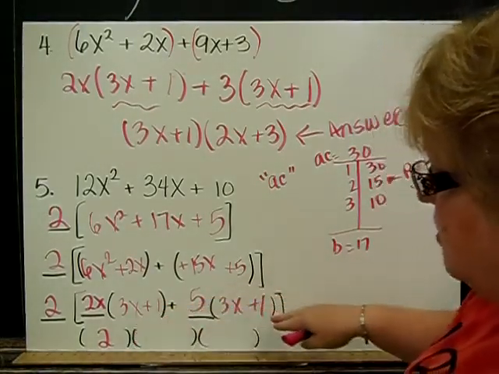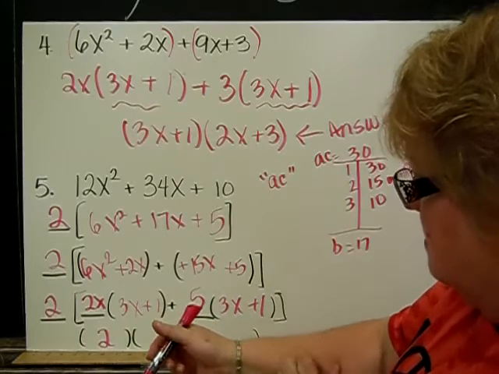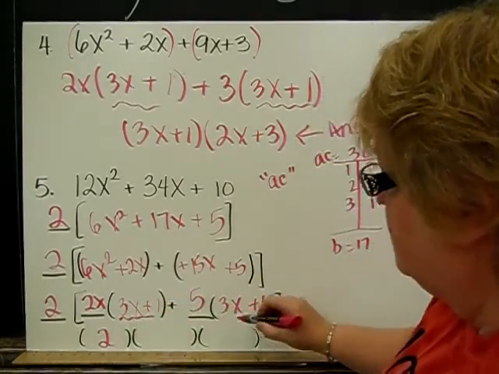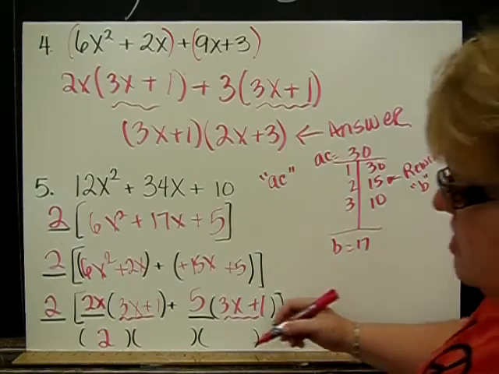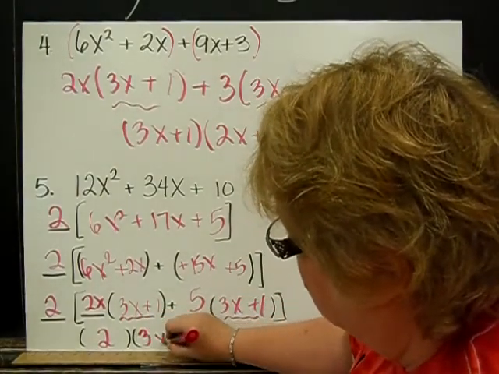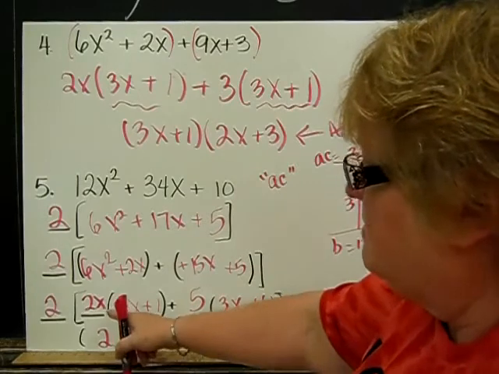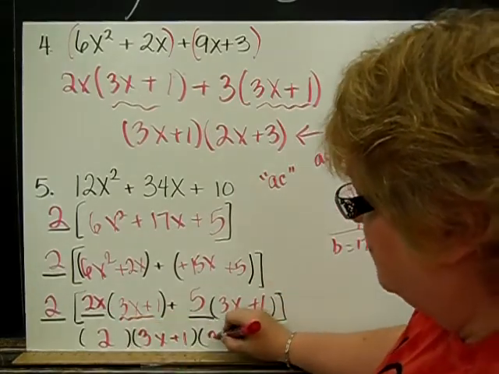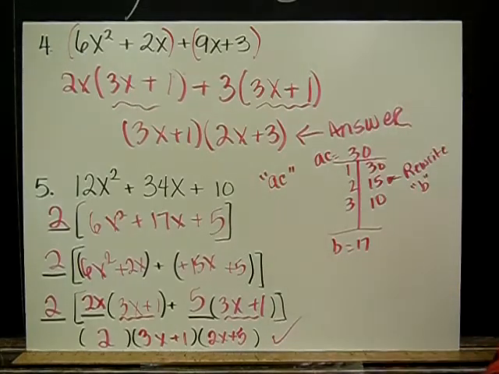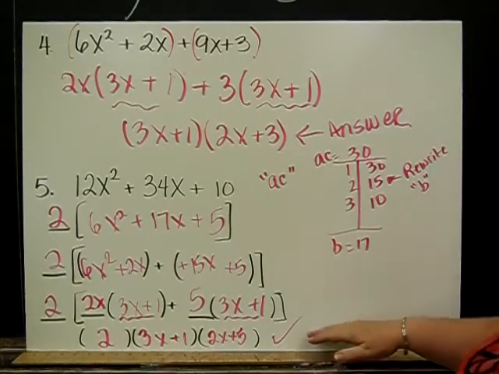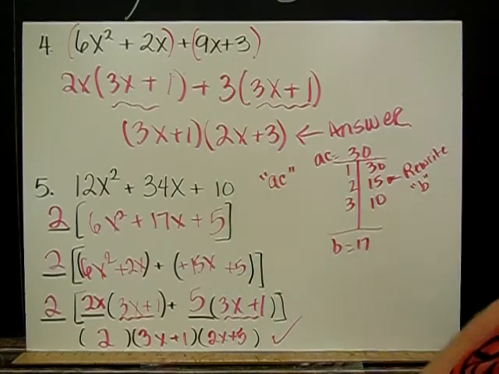We look inside the grouping symbol, and we notice that this 3x plus 1 and this 3x plus 1 expressions are the same, so we can factor that out. And that leaves us our 2x plus 5. And that is our completely factored answer for this trinomial.